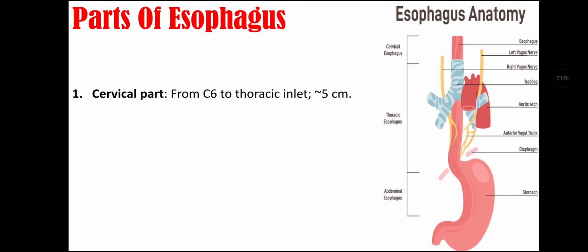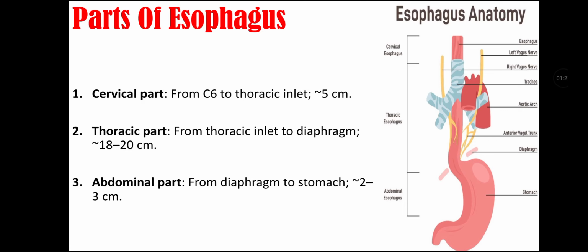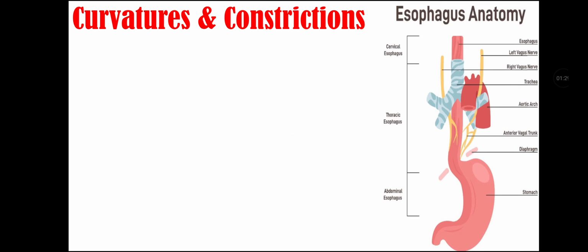Parts of esophagus include cervical part that is from C6 to the thoracic inlet and it is about 5 cm in length. It has a thoracic part that starts from thoracic inlet to the diaphragm and it is about 18 to 20 cm in length. Third part of esophagus is abdominal part that starts from diaphragm and goes till the stomach and it is about 2 to 3 cm in length. Curvatures and constrictions of esophagus.